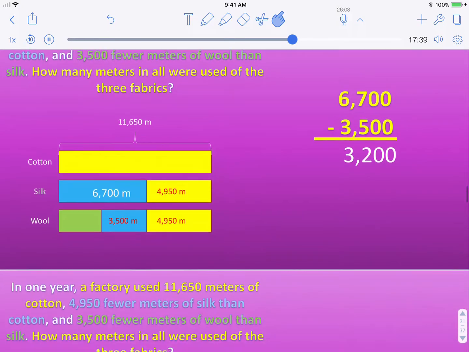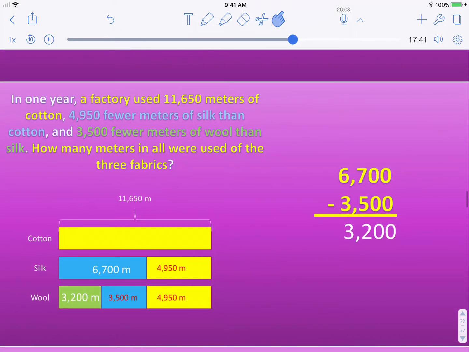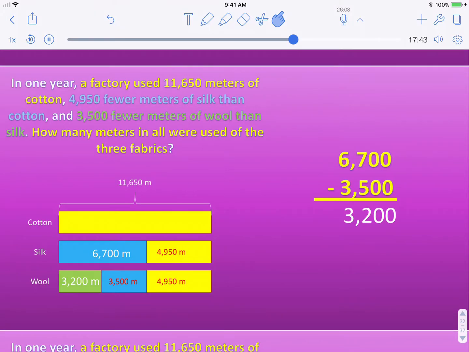Okay, so now we know how much cotton we've used, we know how much silk we've used, we know how much wool we've used. Do we need those extenders on our bars anymore? Nope, we can cross those out. We're done with them.